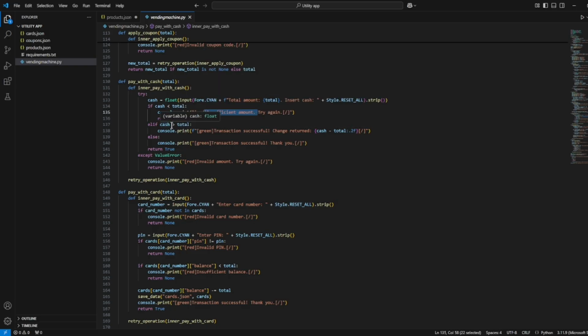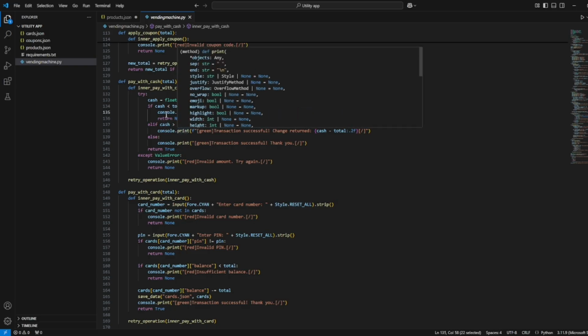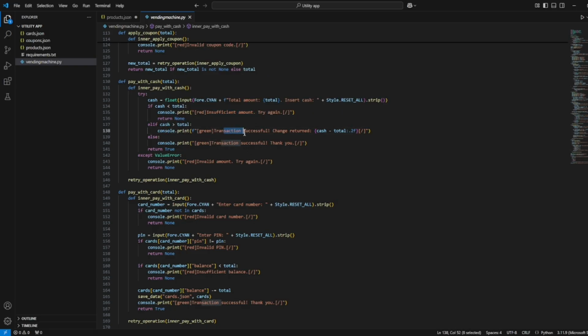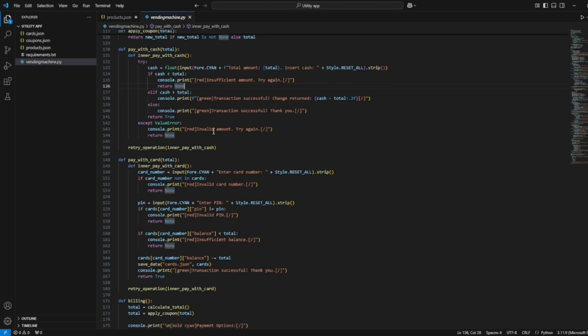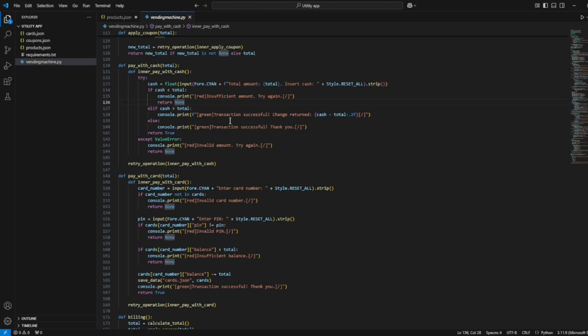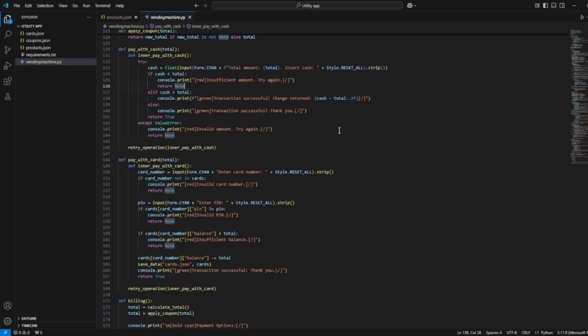And if it was 5 dirhams and you put 10 dirhams, then it will say the transaction is successful and you have change returned. I have put a function so that if you put extra money, you will get the extra money returned. Or else, if it is 5 dirhams and you put 5 dirhams, it will just say transaction successful, and yeah, it's done. You will get your food and you can go.